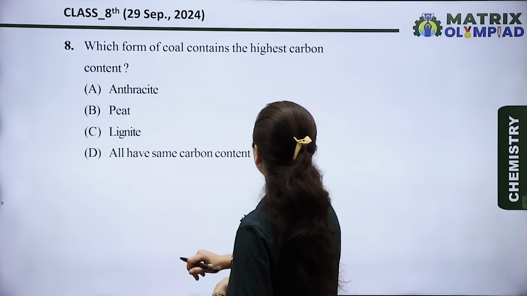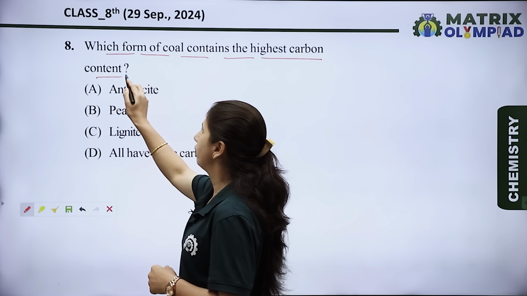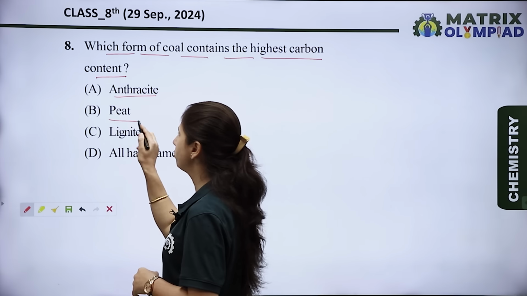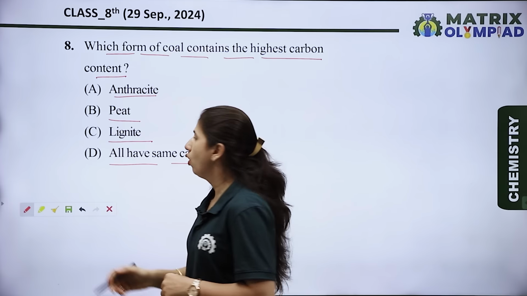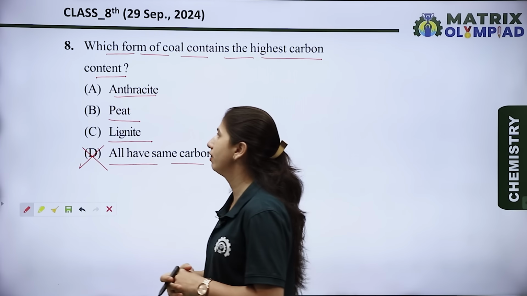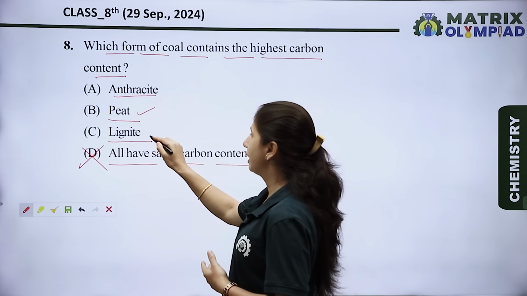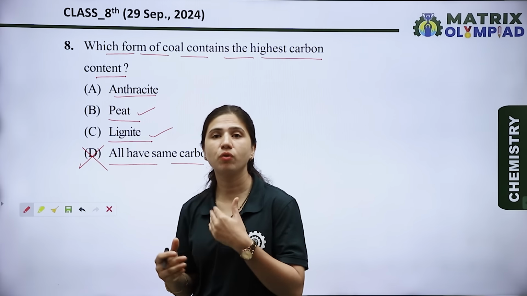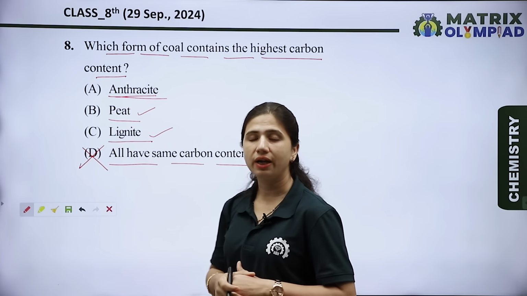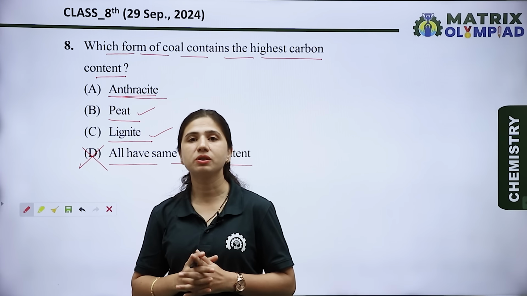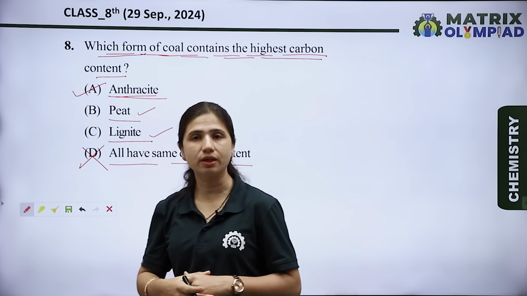Let's see the question. The question is, which form of coal contains the highest carbon content? Option A is anthracite, option B is peat, option C is lignite, and option D is all have the same carbon content. No, all do not have the same carbon content. If we discuss the remaining three, peat has around 30 to 40% carbon content, lignite has around 50% carbon content, and bituminous has around 60 to 70% carbon content. And anthracite has 80% or more than 80% carbon content. So according to the question, which form of coal contains the highest carbon content? Option A is the right option for this question.